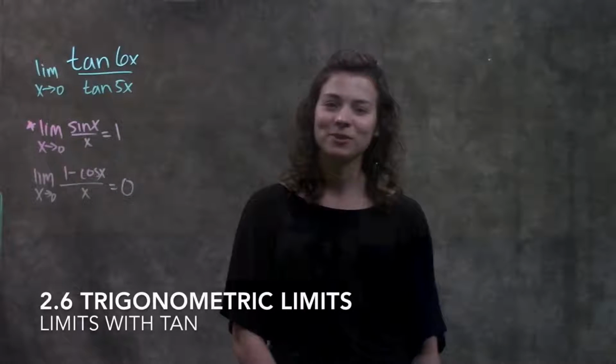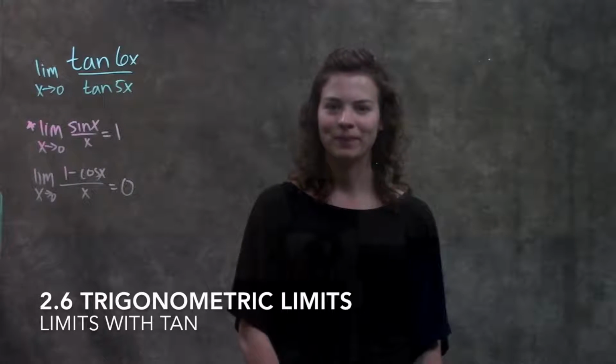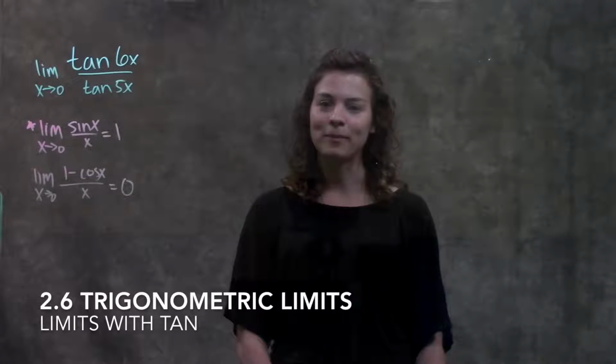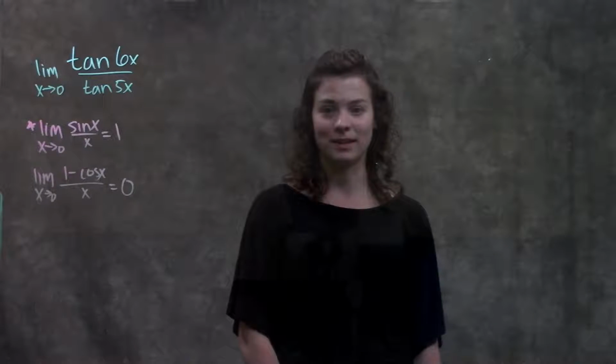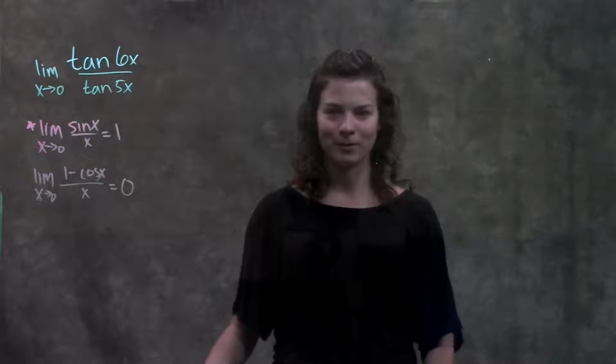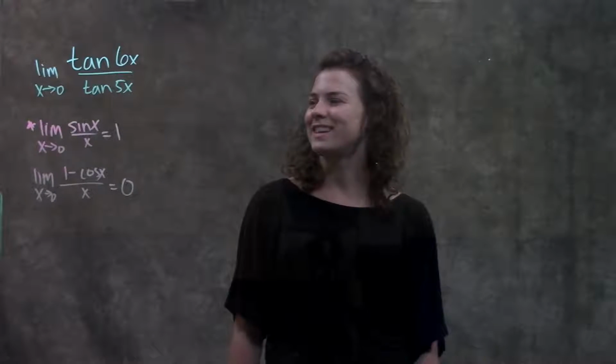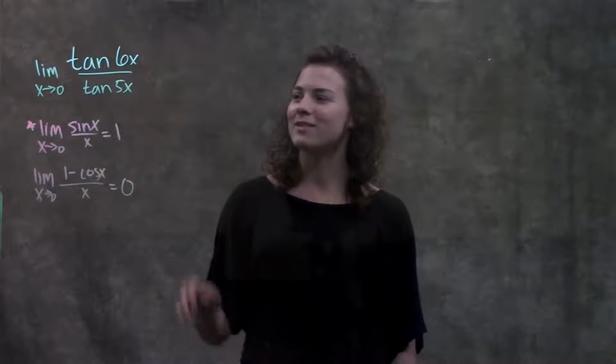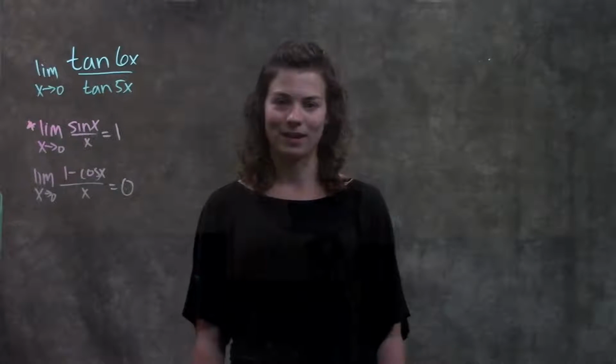This video is for section 2.6, limits involving trig. And in this video, we're going to go through an example of a problem that has tangent functions in it. Alright, so this problem is actually not found in your book. Here's some free bonus material for you. But it says the limit as x approaches 0 of tangent 6x over tangent 5x.